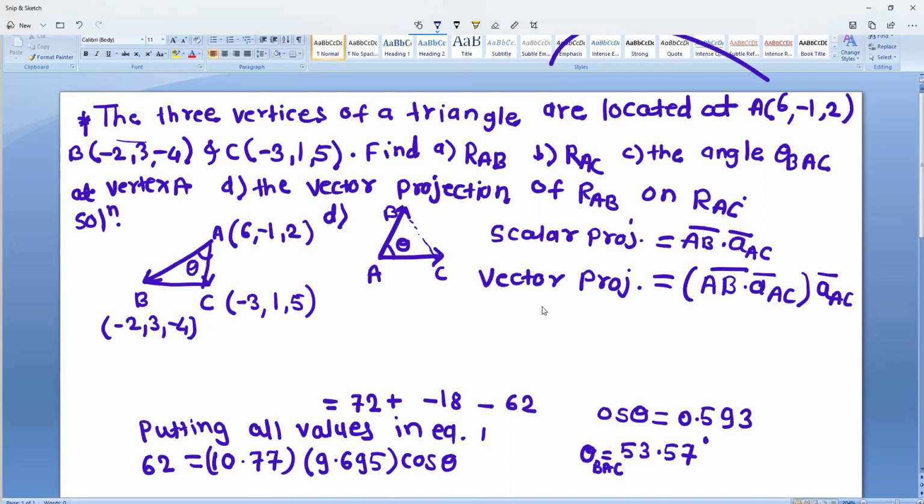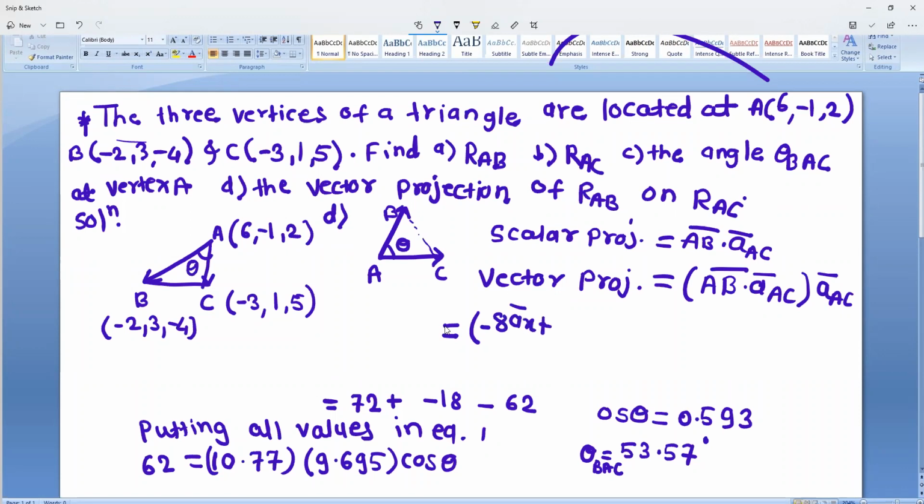Okay, now just put the values. So the vector projection is equal to, here AB bar is nothing but vector R bar AB.